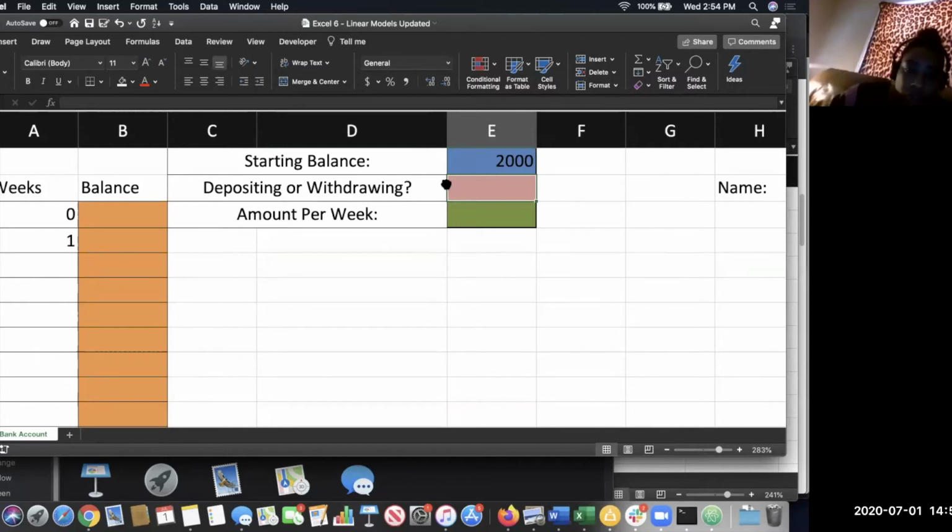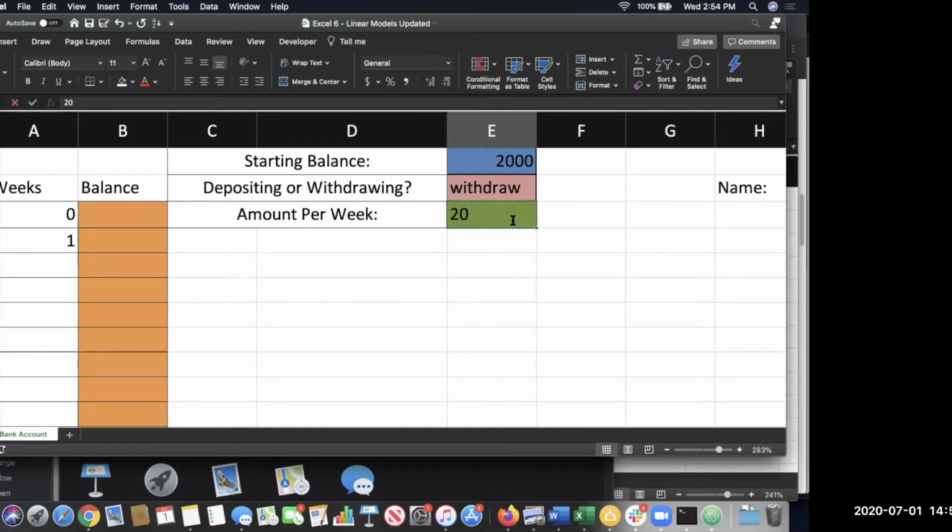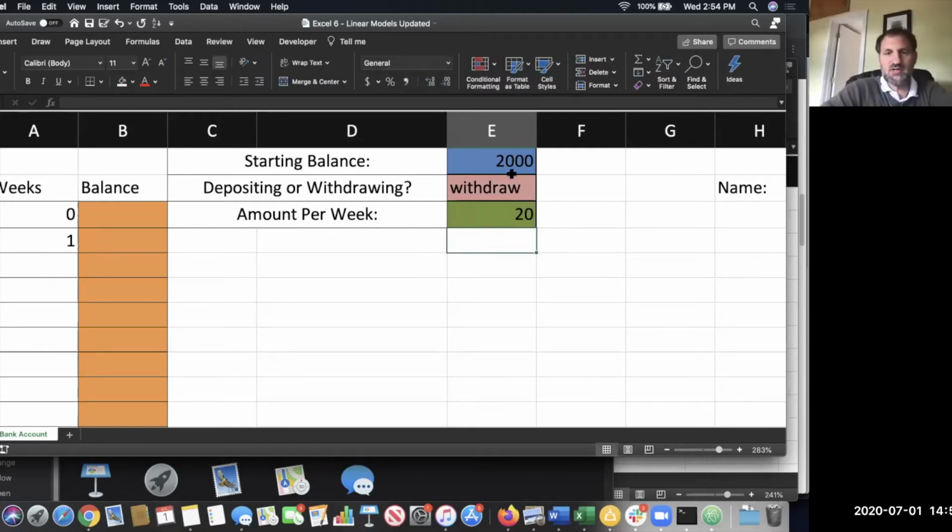Withdraw. Okay. And then how much am I going to withdraw every week? I need a third person. $20. Okay. So with those three decisions, I have enough information to make a linear model.